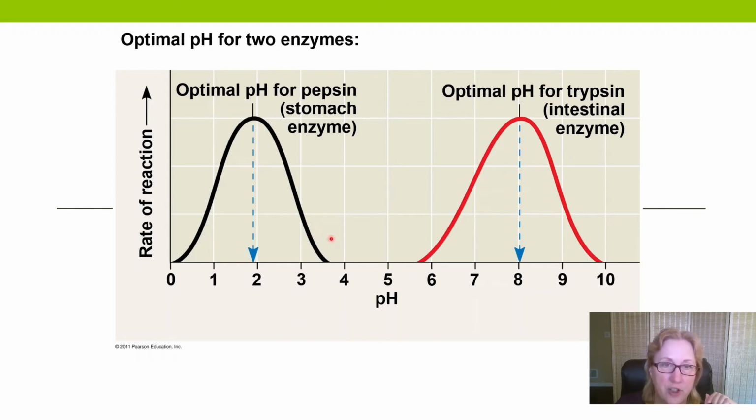They have no functionality because their shape is going to be wrong, because pH affects hydrogen bonding, and hydrogen bonding is one of the things that folds up proteins correctly. So if you mess with the hydrogen bonding, you're going to change the shape of the protein and destroy its function.